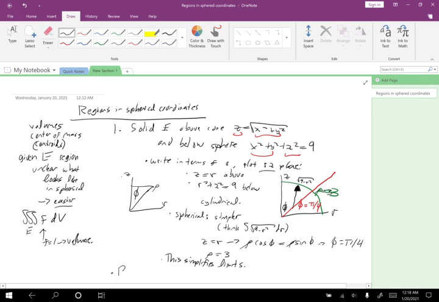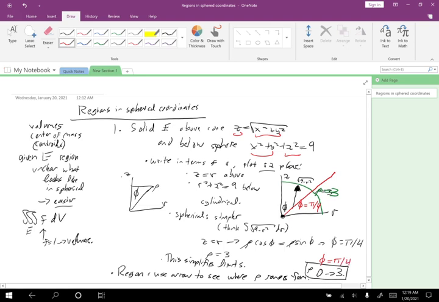So to describe the region, use the arrow to see where rho ranges from. It will be from 0 to 3. It won't be from 3 to infinity or whatever, because remember, our diagram includes the origin. Okay, so rho goes from 0 to 3, and we also know that the angle phi is fixed. It's just pi over 4, at least on that boundary.